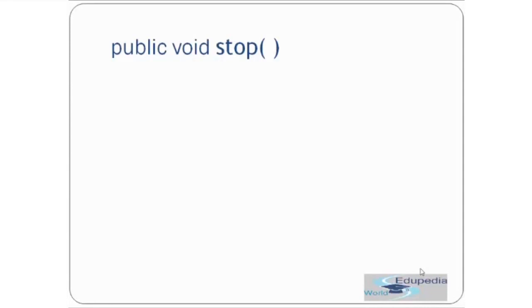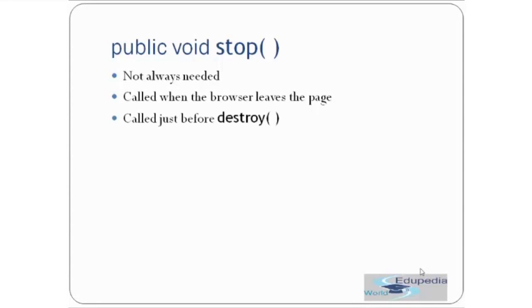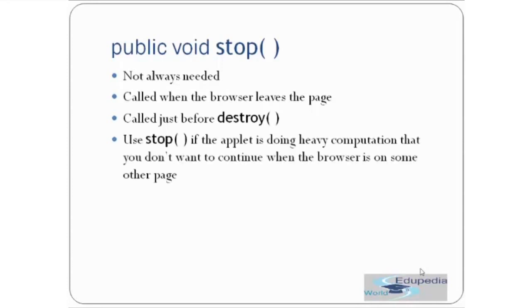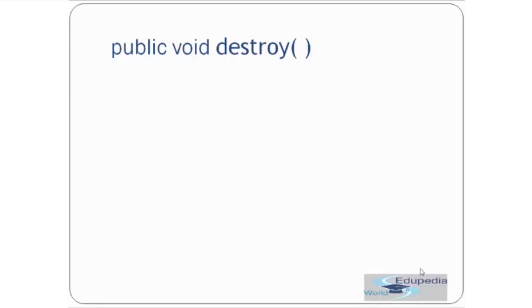Now let's see the stop method. It's public void stop, and let's see what it does. Again, it's not always needed and is called when the browser leaves the page. It's also called just before the destroy method. Use stop if the applet is doing heavy computation that you do not want to continue when the browser is on some other page. Then you can call stop to halt the computation for the time being. It is used mostly in conjunction with the start method. Okay, so that was about stop.